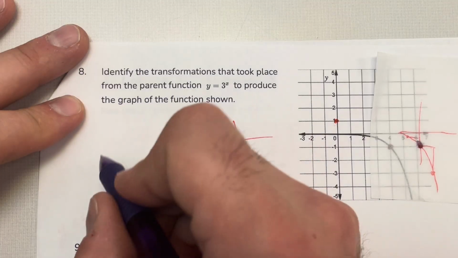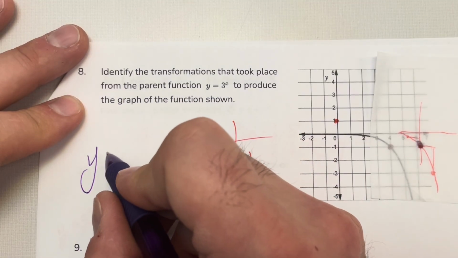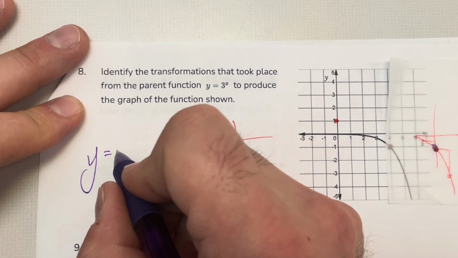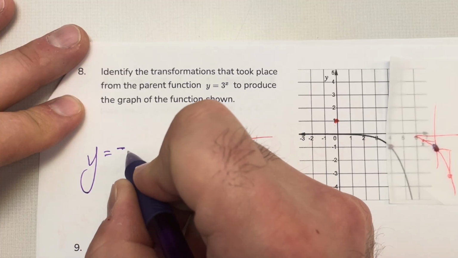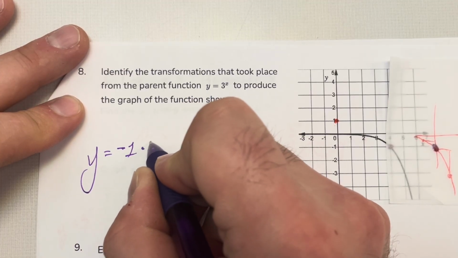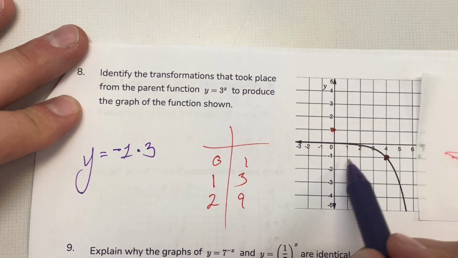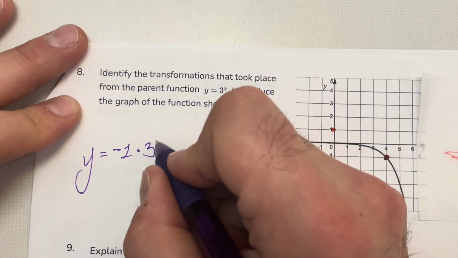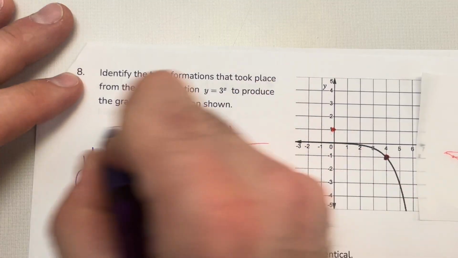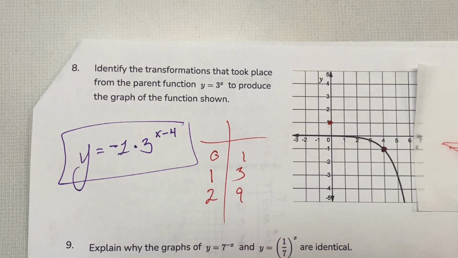So I just said them verbally, but we could write this as y equals negative 1 times 3 to the power of x minus 4, with the minus 4 for the shift left or right. That seems to be a way of writing it. The answer key doesn't say that, but that's fine. They just said it in words.